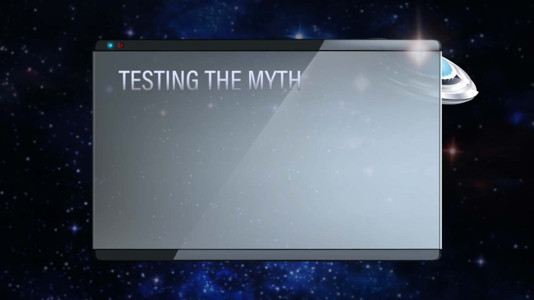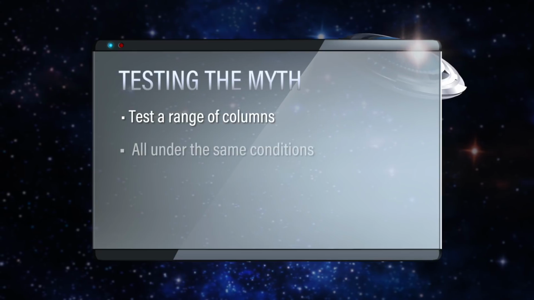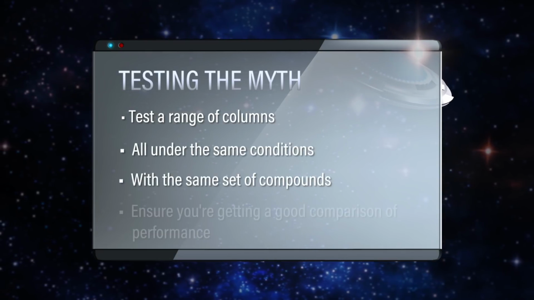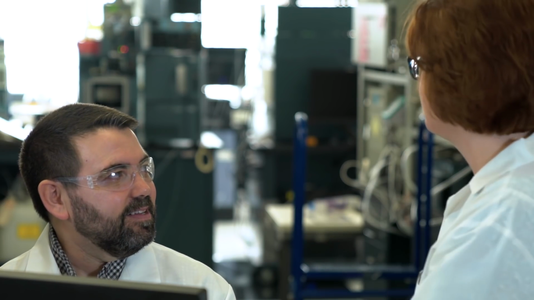600! Yeah. All right, Kim, now that we have a good understanding of what the myth is, how do you want to go about testing this? Well, I think we need to test a range of columns, but all under the same conditions with the same set of compounds to make sure that we're getting a real good comparison of their performance. I agree. Let me get some columns. Great.